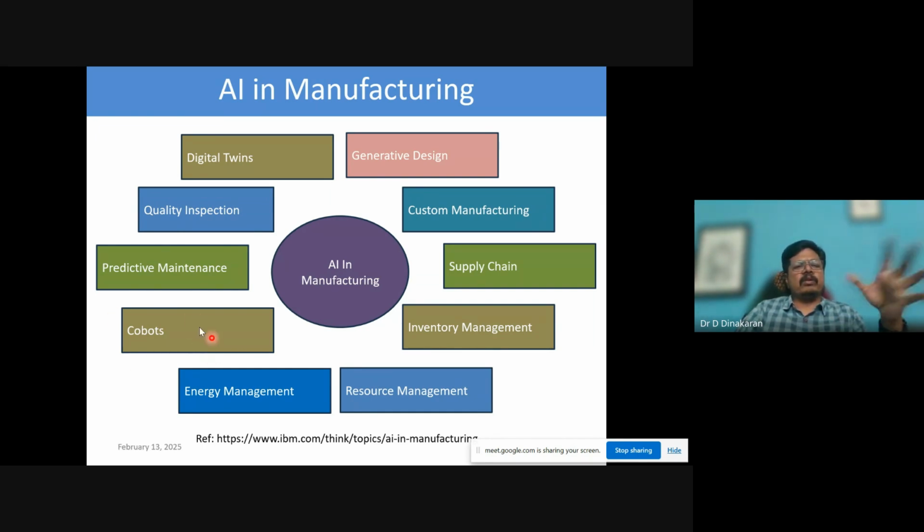That's what we call cobots. There are different standards for cobots. The standards we use for industrial robots are not applicable for this because of safety issues.